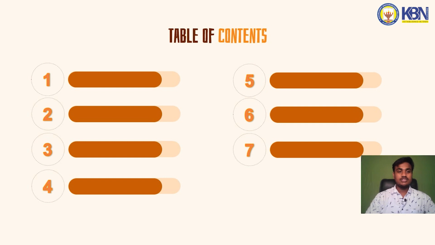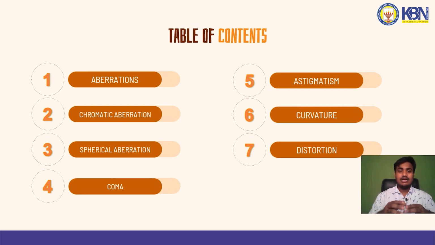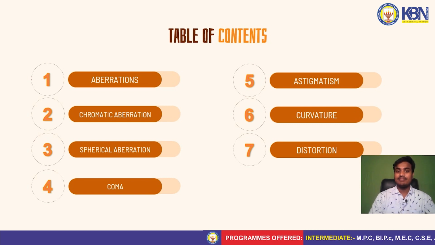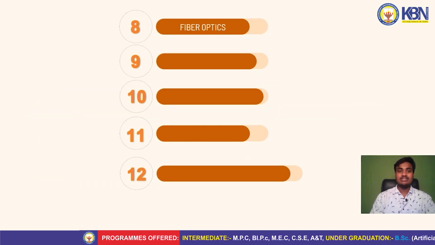In this session we are going to see an introduction to aberration: what are aberrations, how they are classified, and then chromatic aberration, spherical aberration, coma, astigmatism, curvature, and distortion. These are the 7 topics related to aberrations. We are also going to see how these defects of a lens can be eliminated or minimized, what steps you need to take and what methods are present.